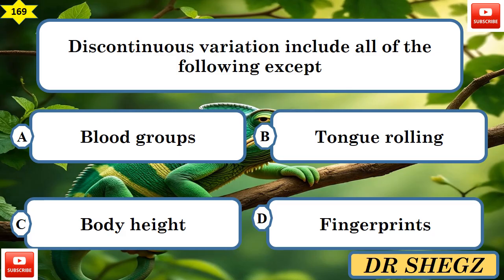Discontinuous variation includes all of the following except body height. Blood groups, tongue rolling, fingerprints, they are all discontinuous variation. Body height is a continuous morphological variation.